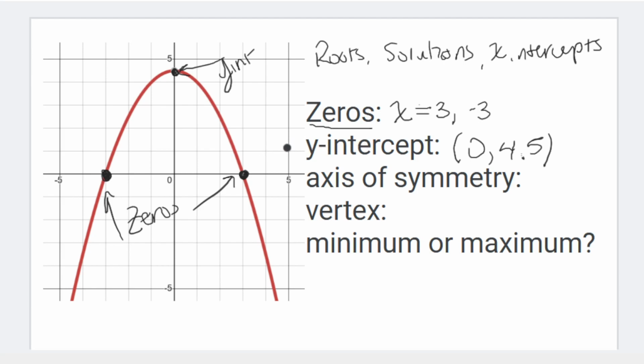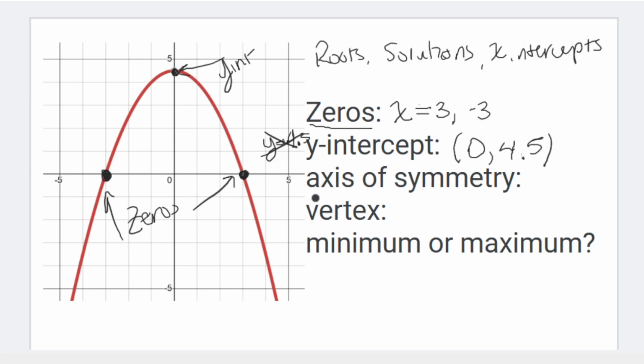Sometimes, depending on your textbook or whoever published the question, people will call the y-intercept a number, like y equals 4.5. I personally think that's deplorable because y equals 4.5 is a horizontal line. That's not an intercept. An intercept is a point, so it needs to be described as a point.